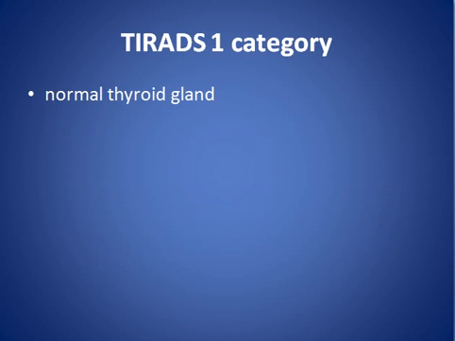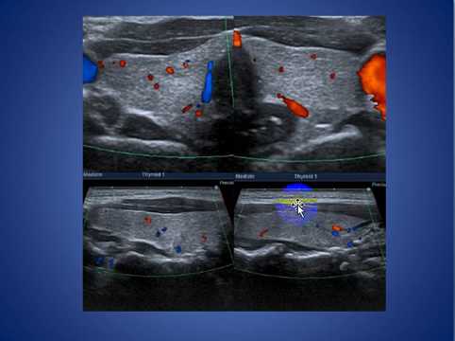Type 1 TIRADS category number 1 is the normal thyroid tissue by ultrasound as we see here. This is a transverse section of the thyroid gland with homogeneous echo pattern, and this is the long axis longitudinal view with homogeneous echo pattern with no nodules and normal vascularity.